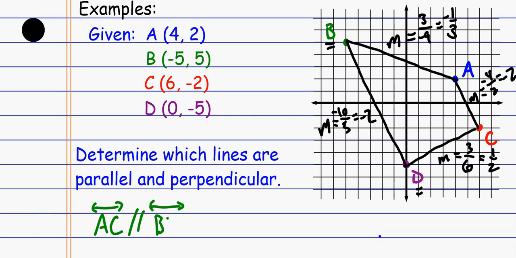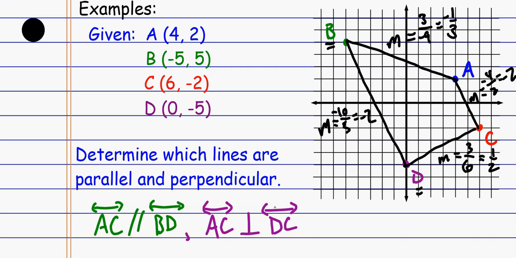line BD. Okay? And then perpendicular means opposite reciprocal, so I'm looking for two values that are opposite reciprocal, so different signs but flipped. Well, yeah, negative 2 and a positive 1/2. So when I look at that, it's showing me that line AC is perpendicular to line DC. And I know that because a negative 2 over 1, and a positive 1 over 2 are opposite reciprocals.